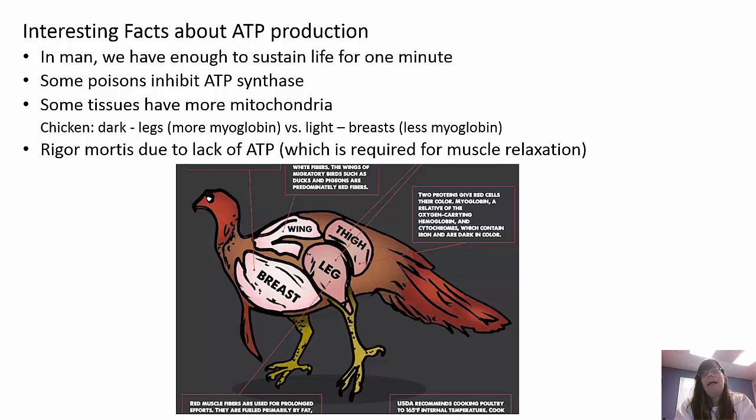ATP is required for muscle contraction and muscle relaxation. So what happens when you die is your muscles all contract, but then you're dead, so you can't make any more ATP. So your muscles can't relax until eventually everything in your body, your cells, starts to degenerate and your muscles will relax. But they can actually tell time of death sometimes based on if somebody is in rigor mortis or has already been through rigor mortis, because of the time it takes the muscles to contract, stay contracted, and then relax after everything is broken down.